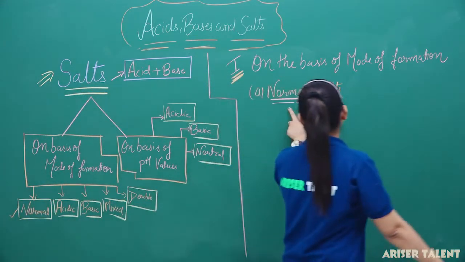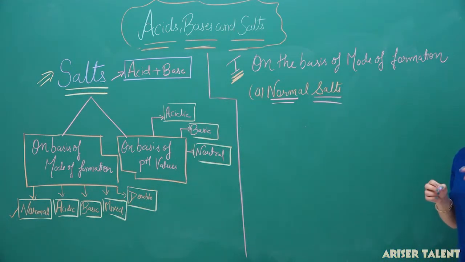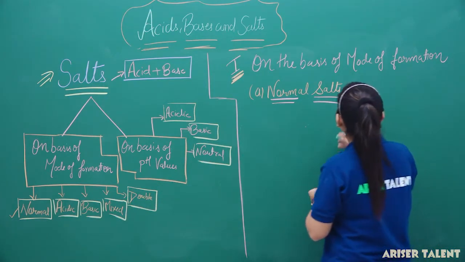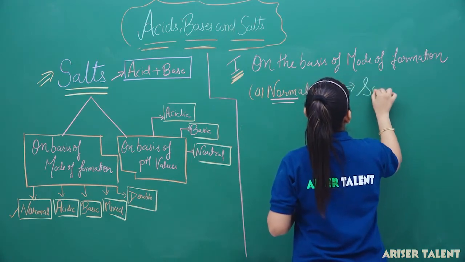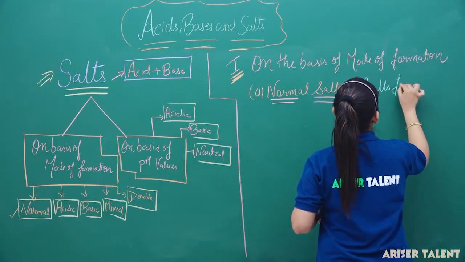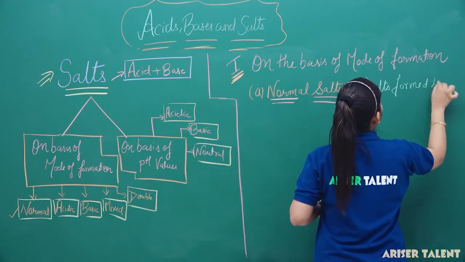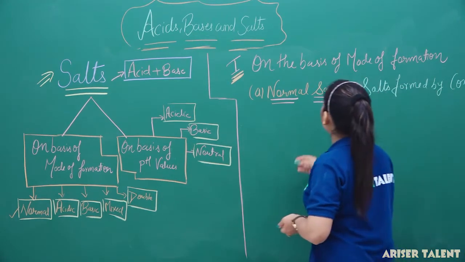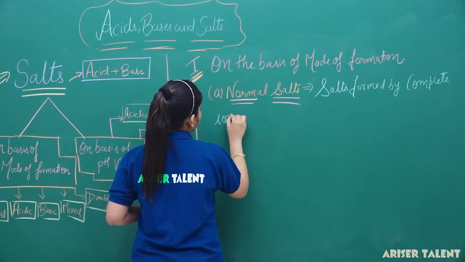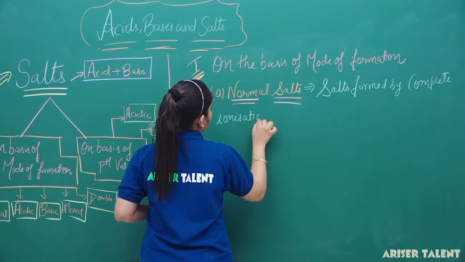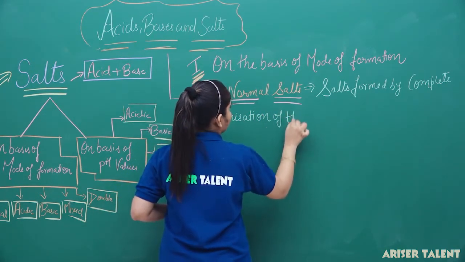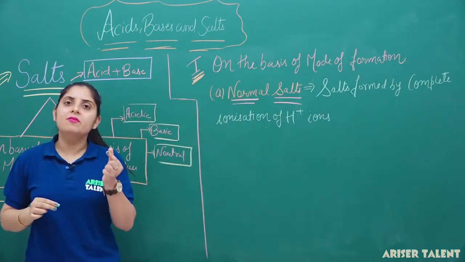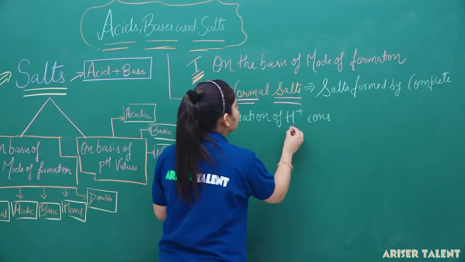Now we are on our topic, that is normal salt. Normal salts are formed basically by the complete ionization of the H plus ions. So its definition will be: salts formed by complete ionization of H plus ions. It means there will be the complete ionization of the H plus ions in the solution.